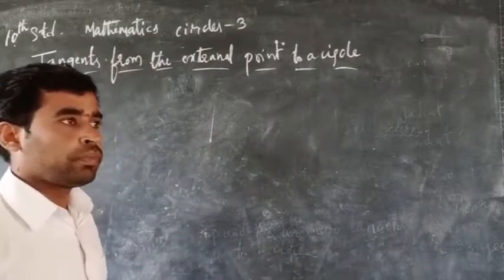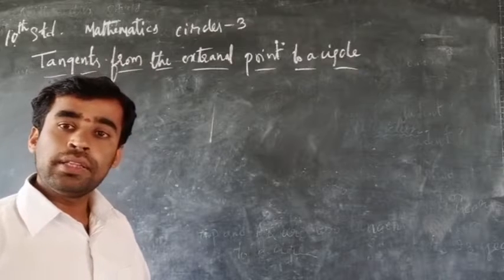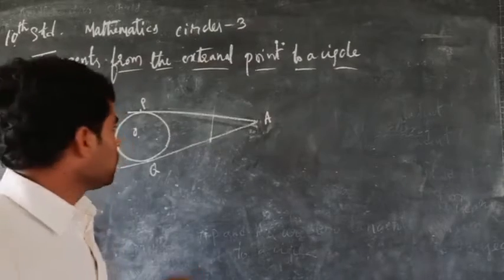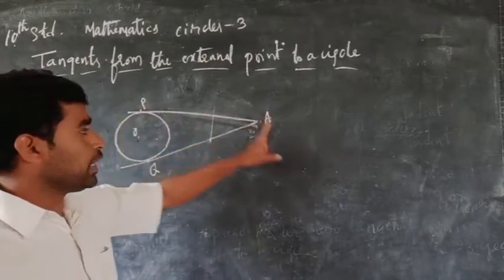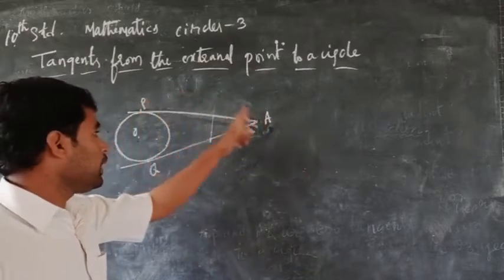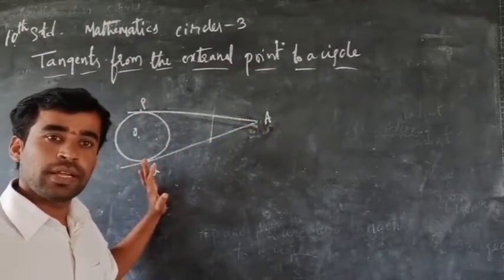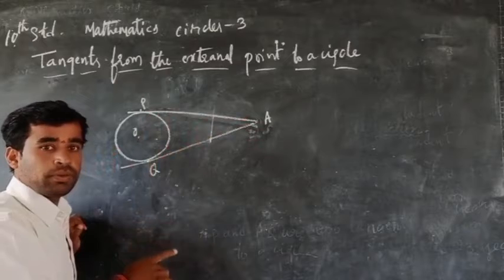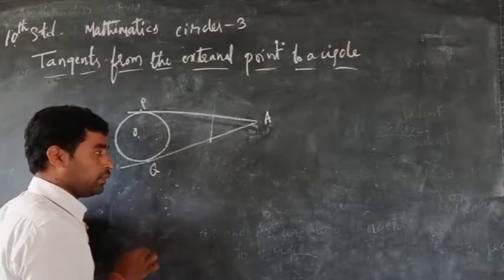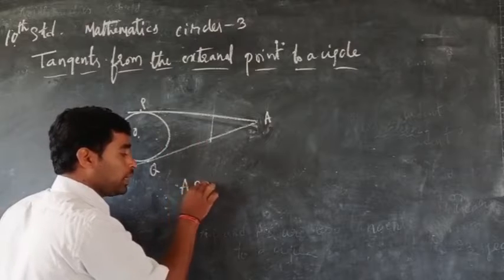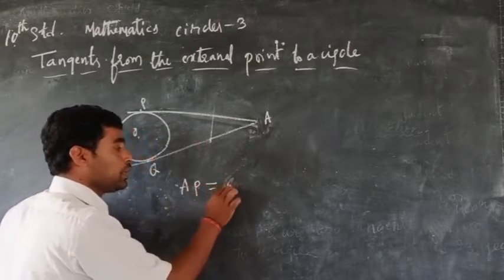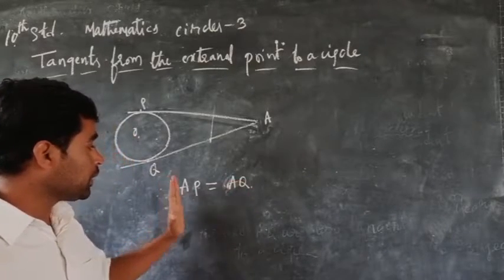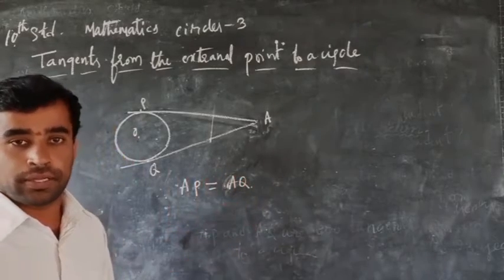Also, we have to know one more very important thing: the lengths of the two tangents to a circle are equal. Here O is the center of the circle, A is the external point to the circle, and AP and AQ are the two tangents to this circle. Then the lengths of these two tangents are equal. So we can write that the length of the tangent AP is equal to the length of the tangent AQ. Is that clear, students?